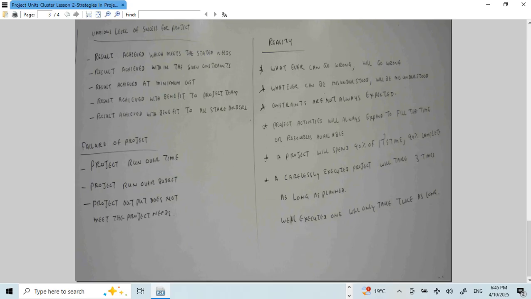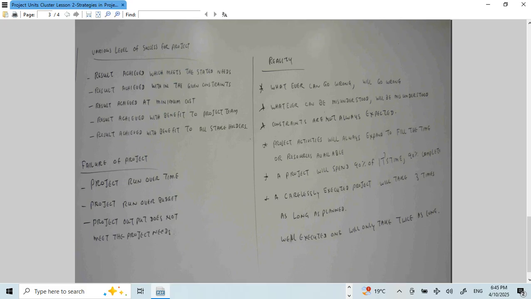Another point is that you estimate a project to cost $100,000, but it really costs $1 million. This is very costly, so the project runs over budget. Also, the project may not meet the project needs. For example, you install the machine to produce this material, but after installing everything, you can't make any material, so you have to go back and change the machine, and you can't get any output. So those are the factors indicating the failure of the project.